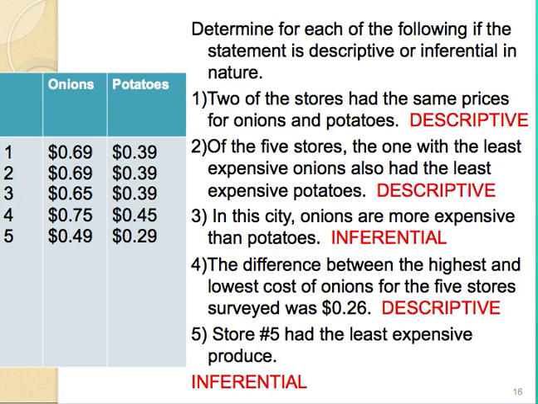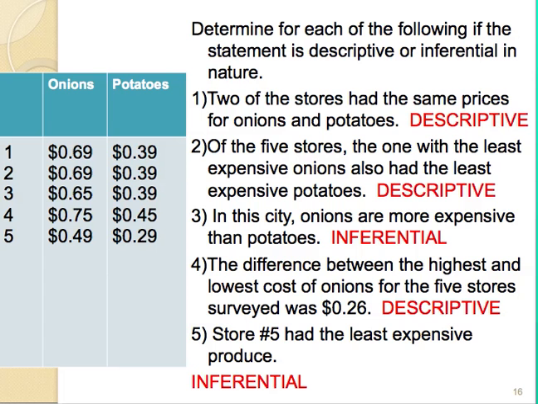First one, your answer should be descriptive. You're just describing the information that's there. Two of the stores had the same prices for onions and potatoes, right? Store number 1 and store number 2 had the same prices for onions and potatoes. So that's descriptive. You haven't made any generalizations about the population there.